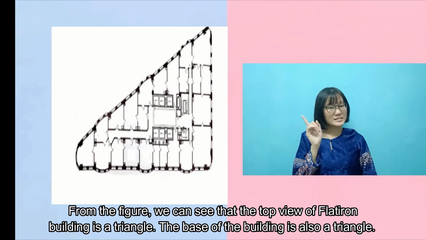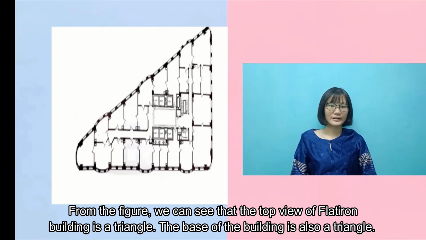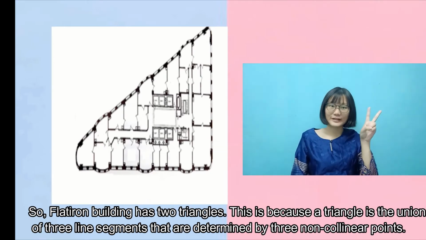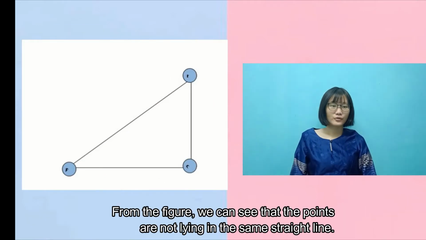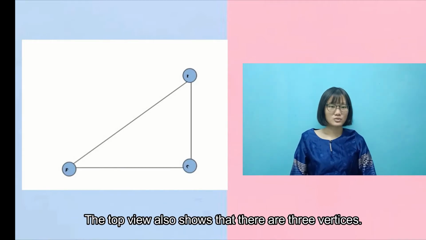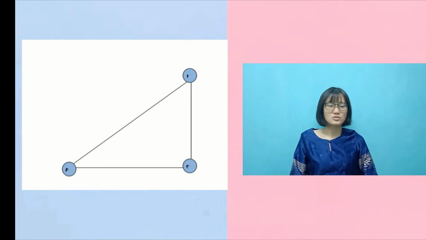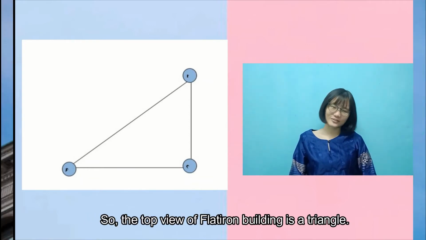From the figure, we can see that the top view of the Flatiron building is a triangle. The base of the building is also a triangle. So the Flatiron building has two triangles. This is because a triangle is the union of three line segments that are determined by three non-collinear points. From the figure, we can see that the points do not lie on the same straight line. The top view also shows that there are three vertices. So the top view of the Flatiron building is a triangle.